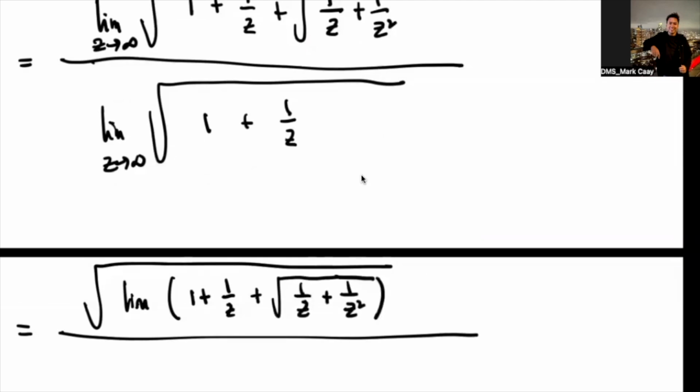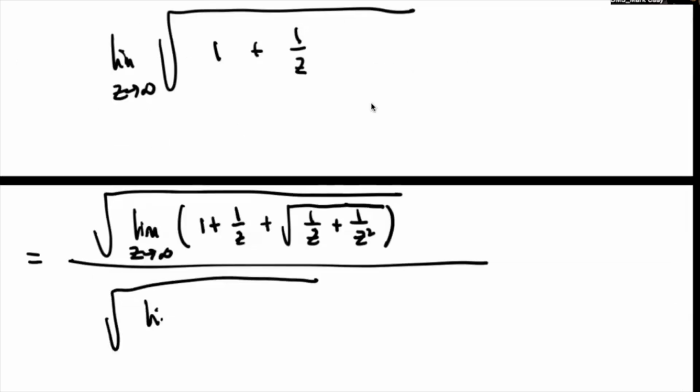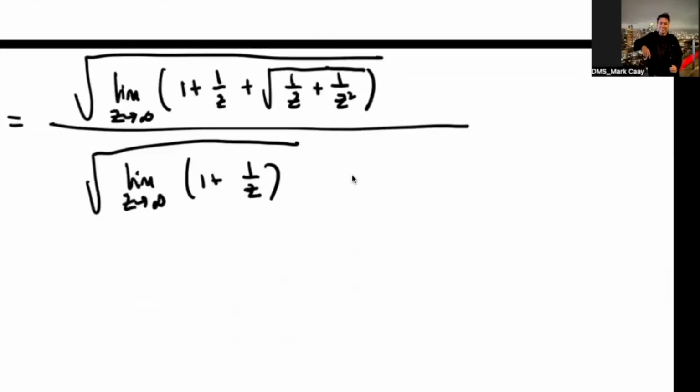Okay, as z approaches infinity, all over the square root of the limit of 1 plus 1 over z as z approaches positive infinity. Sa ganitong paraan, meron tayong result din na the limit of the sum is equal to the sum of the limit. So basically, parang nag-distribute siya in each of the terms.